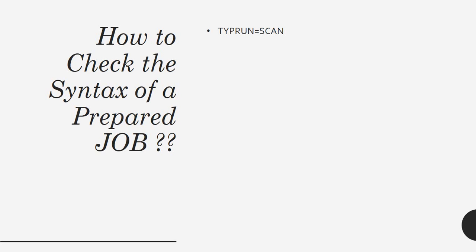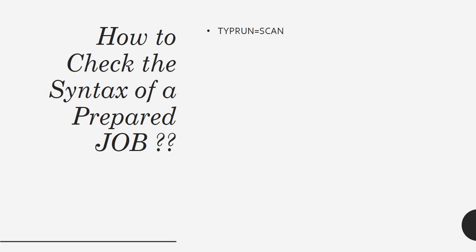So within the job card, within the keyword parameters, you will be using TYPRUN=SCAN. An immediate question they may ask is, where exactly do we write this TYPRUN=SCAN? Is there any specific condition or requirement? Do you write it in the first line, second line, right after the positional parameters? Is it a positional parameter or a keyword parameter? These kinds of questions will be asked back to back.